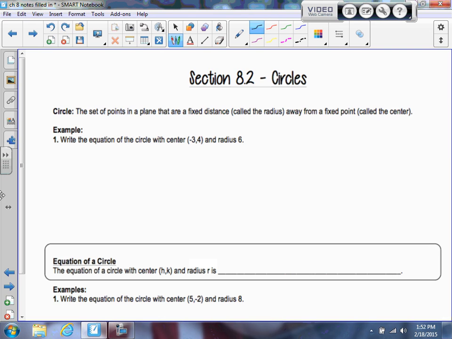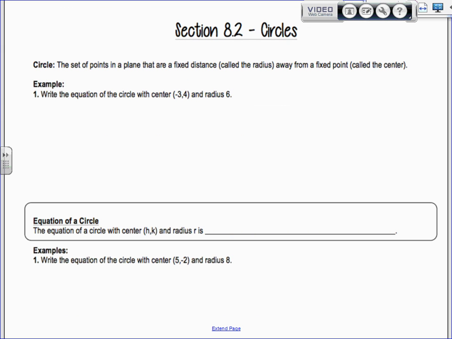All right, so section 8.2 is on circles. This is pretty easy, like the easiest of the conic sections. It's really not that bad. Most of it you should remember from geometry. You laugh, I know. So a circle is the set of all points that are a fixed distance, called the radius, away from a fixed point, called the center.